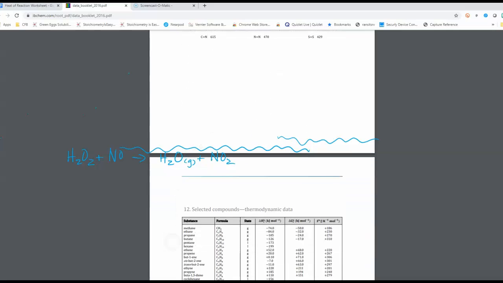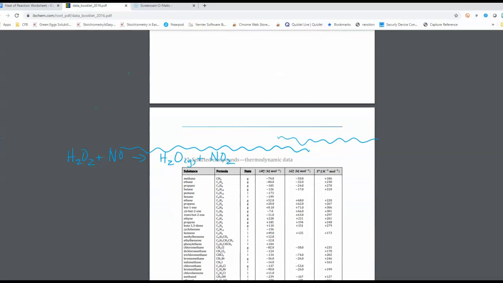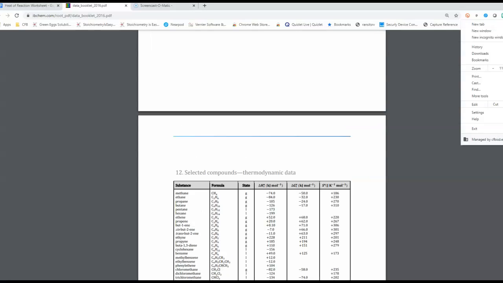So we need to go to thermodynamic data, and you'll notice right here it does say heats of formation. So the question really is, do we have the right information in the data booklet to be able to answer this question? That's what we're trying to do here. We needed some hydrogen peroxide, some nitrogen monoxide, some gaseous water, and some nitrogen dioxide. So let's just see what we have here. I also want to make this bigger because this is really hard to see.